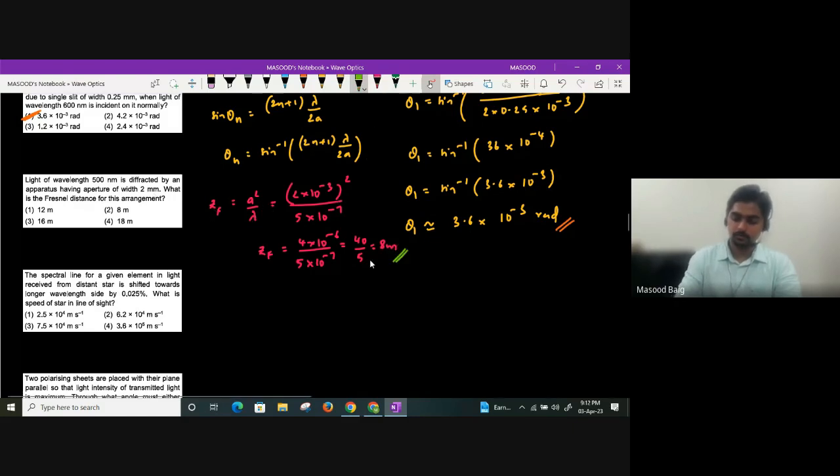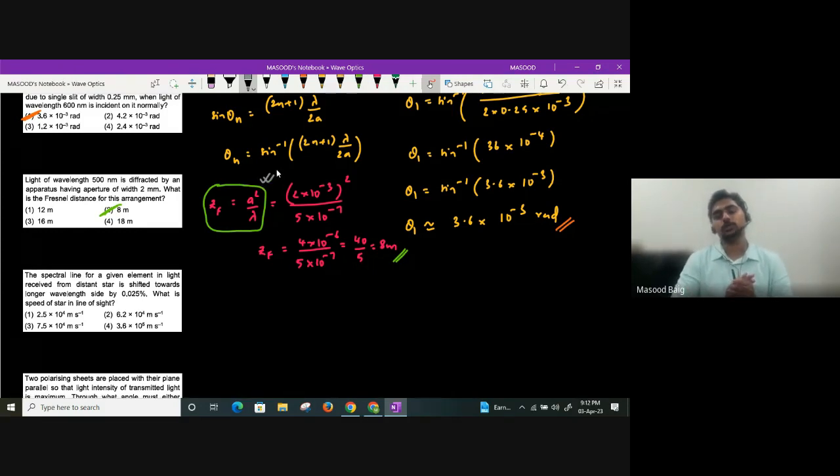Clear, all of you? It's very important again. Fresnel distance will be given as a square divided by lambda. Up to this distance, laws of ray optics will hold good. Above this distance, we cannot solve questions by applying ray optics laws. We will be solving that question by using the concepts of wave optics. Understood, everyone?